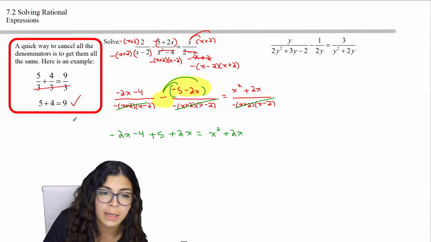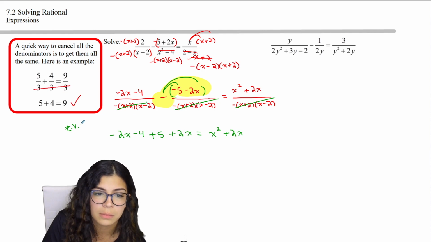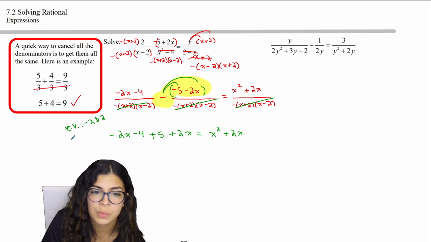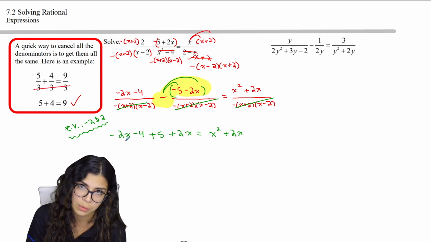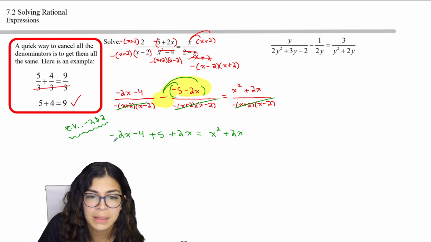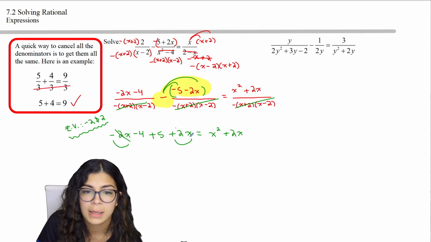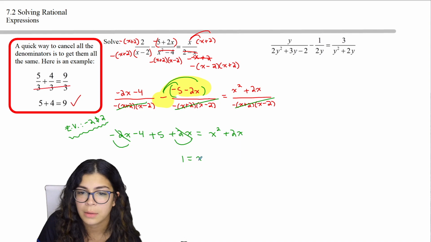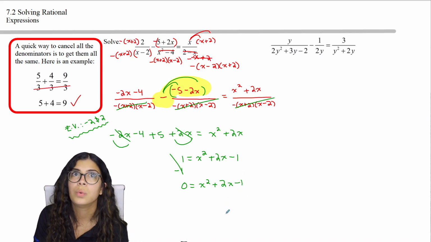Okay, before I forget, the excluded values here would be negative 2 and positive 2. So I just want to keep that in mind for when I have my answer. If one of them is negative 2 or positive 2, that's actually an excluded solution. Okay, let's combine like terms. Negative 2x plus 2x would be nothing. So those cancel. Negative 4 plus 5 is 1. And on the right hand side I have x squared plus 2x. This is a quadratic, so I'm going to subtract 1 to bring everything to the right hand side, and I get 0 on the left. That way I could solve this by factoring. Multiplies to negative 1, adds to 2.